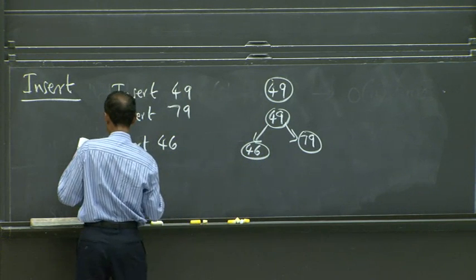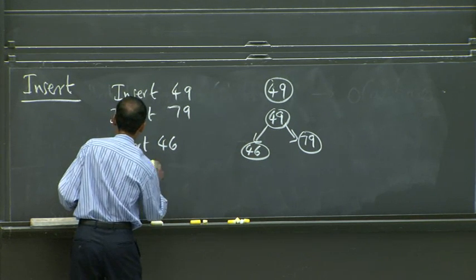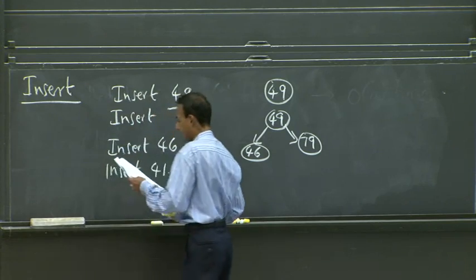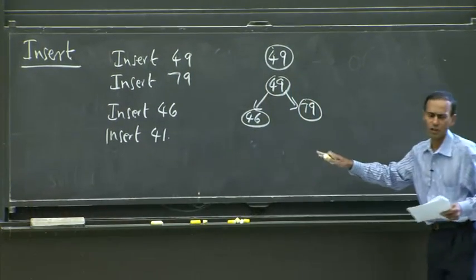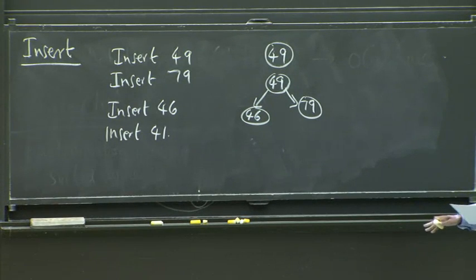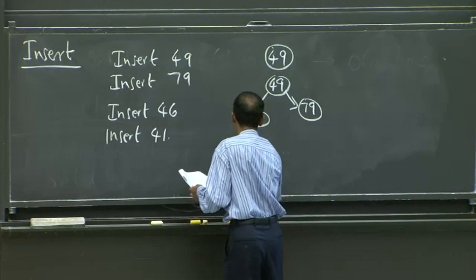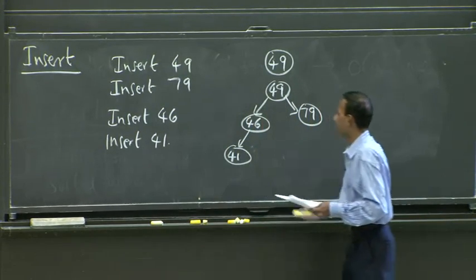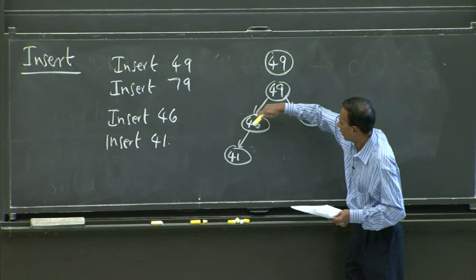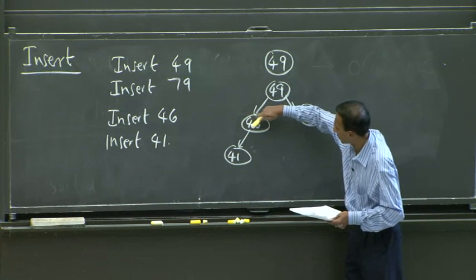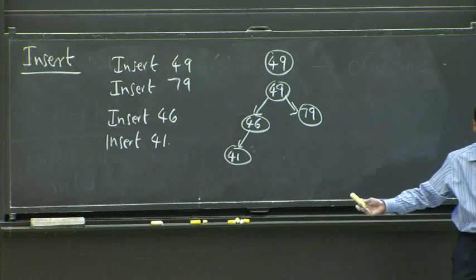Next, let's say I want to insert 41. So far, I haven't really talked about the k-minute checks. You can imagine that they're being done. I'll show you exactly how they're done in a second. It's not that hard. But let me go ahead and do one more. For 41, 41 is less than 49, so I go left. 41 is less than 46, so I go left and attach it to the left child. All right, so that's what I have right now.